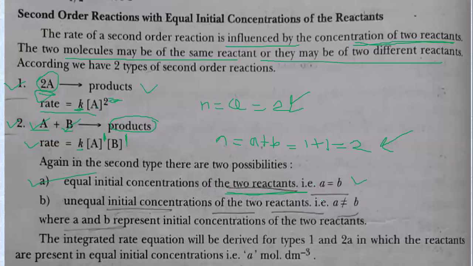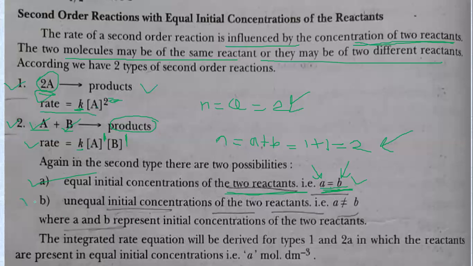Or the initial reactants are having different moieties, or two different reactants are there. So you can say this is the concentration of reactant A. This is the concentration of reactant B.